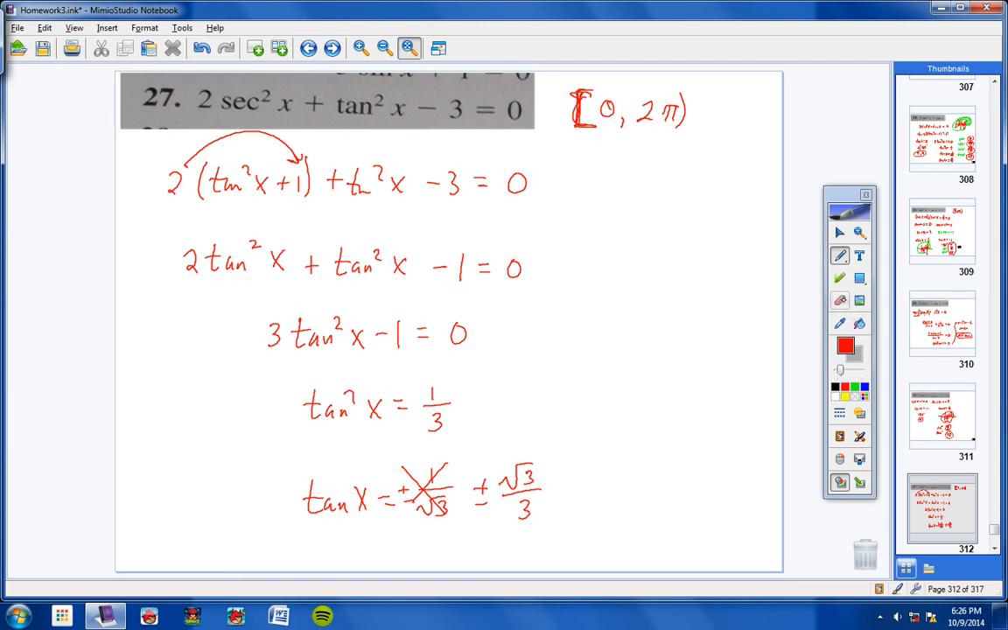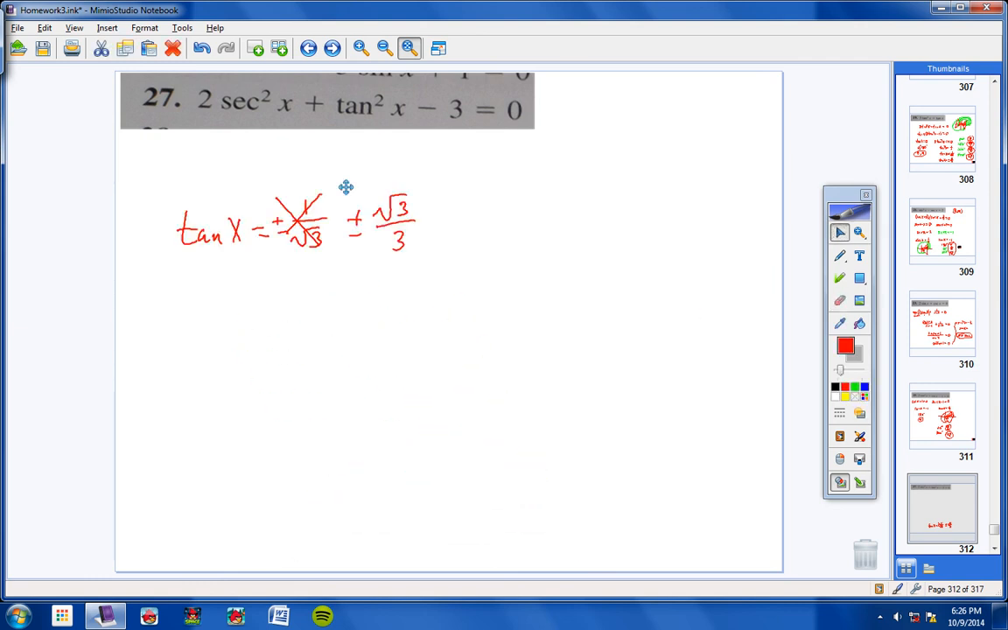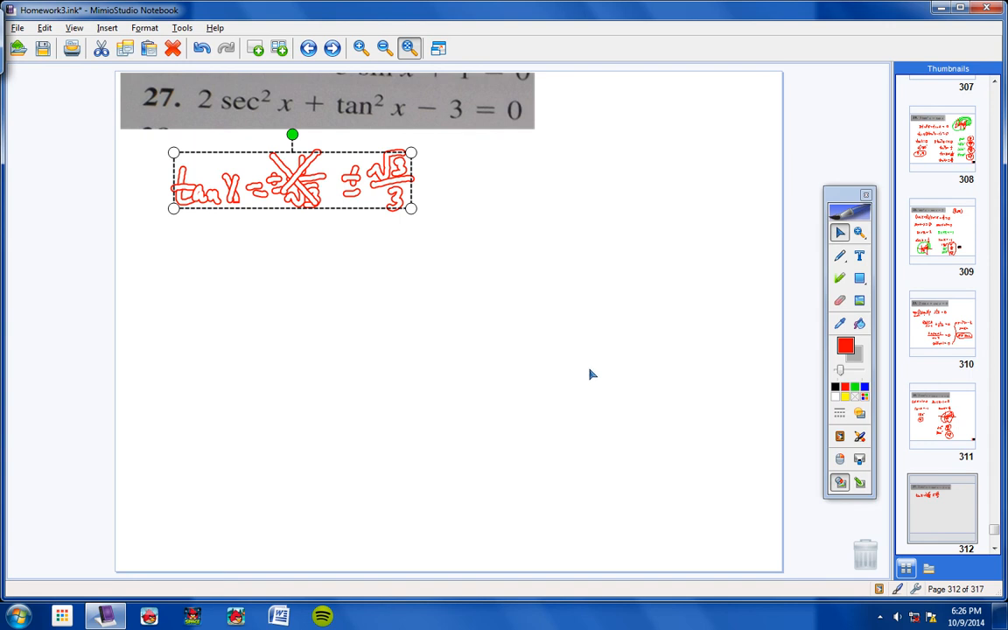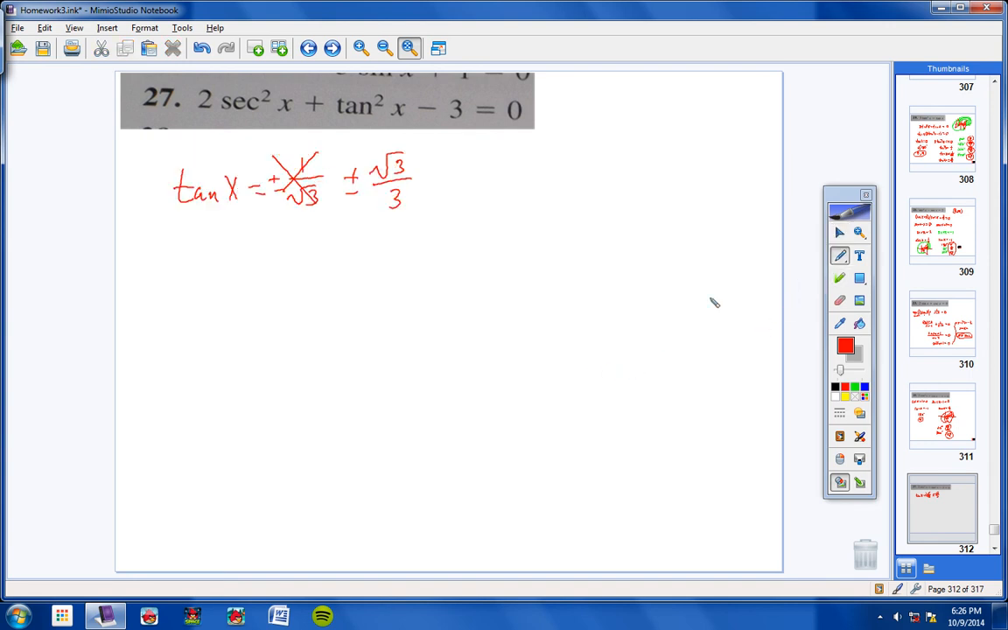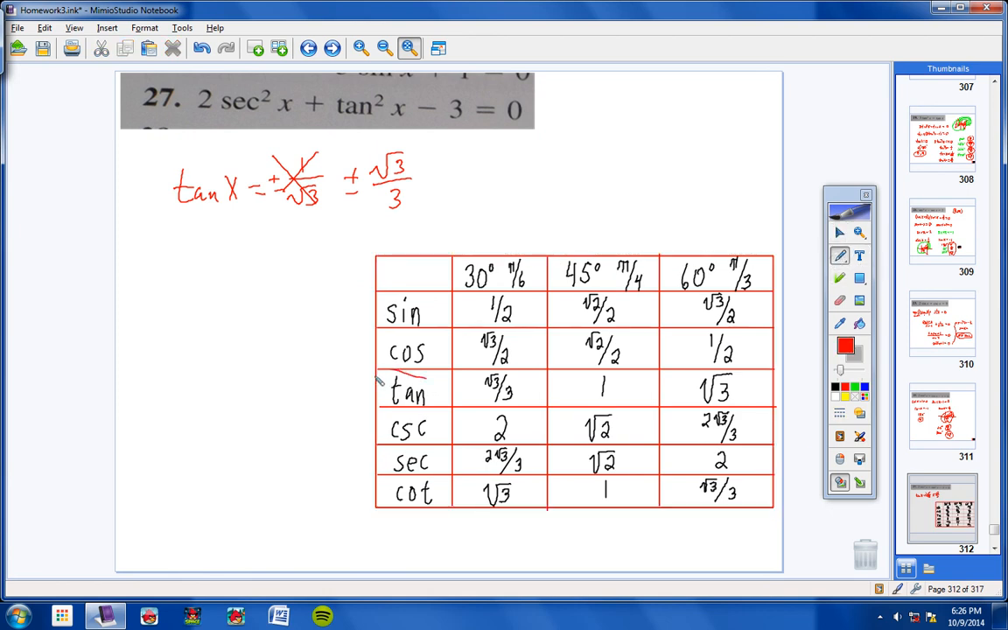Okay, now let's get some space here real quick. And let's quickly look at our table here. Let's see, tangent of an angle gives me square root of 3 over 3. Let's see what we have here. Tangent of 30 gives me square root of 3 over 3. So we're dealing with 30 degrees here.